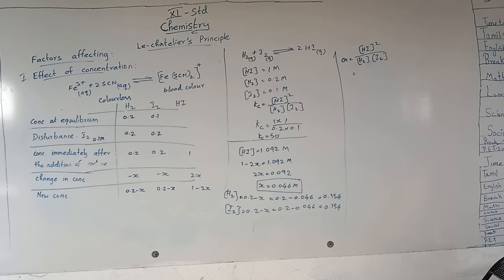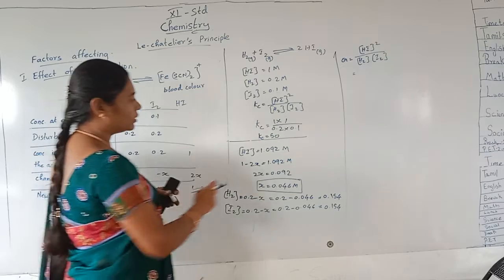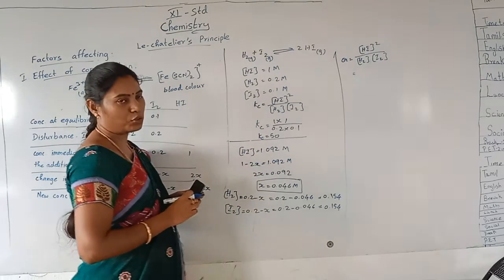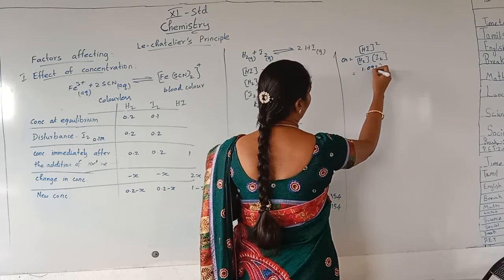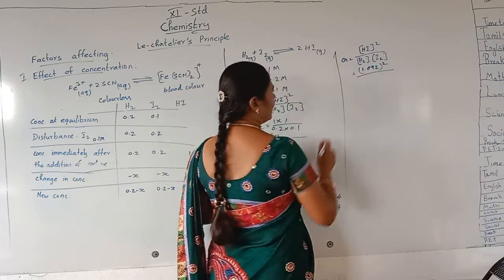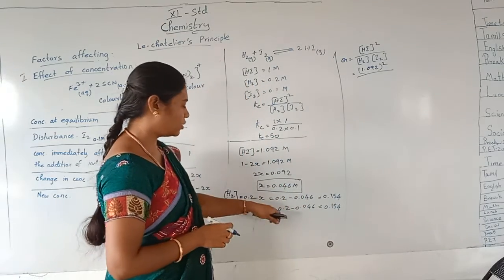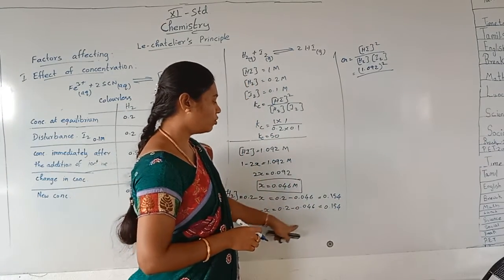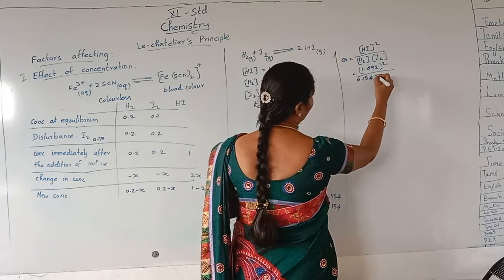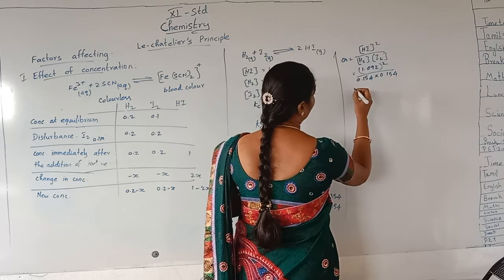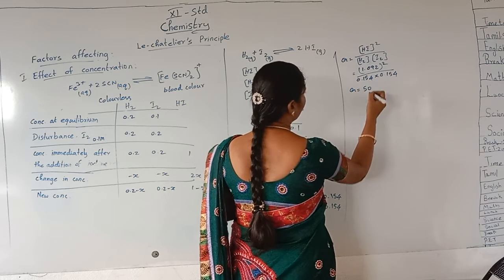So next is the Q value. The Q value uses the Kc formula: hydrogen iodide concentration squared divided by H2 and I2. So the hydrogen iodide value is 1.092, so you write 1.092 squared divided by the H2 value and I2 value. The H2 value is 0.154 and the I2 value is 0.154, so 0.154 times 0.154. So the Q value answer is 50.